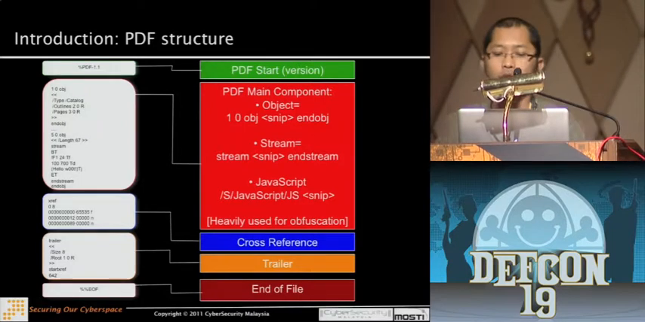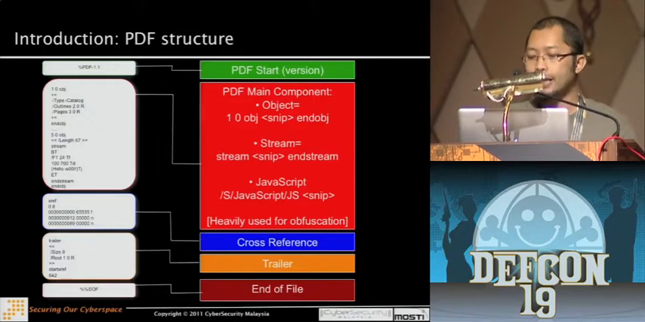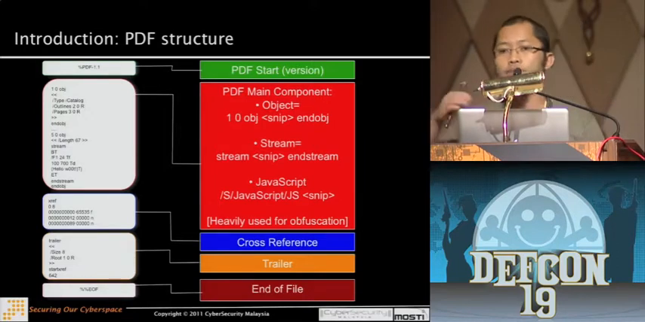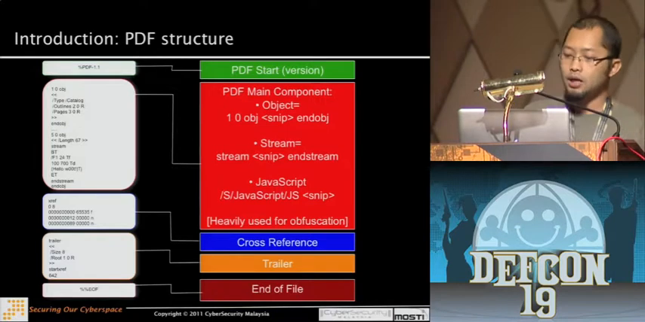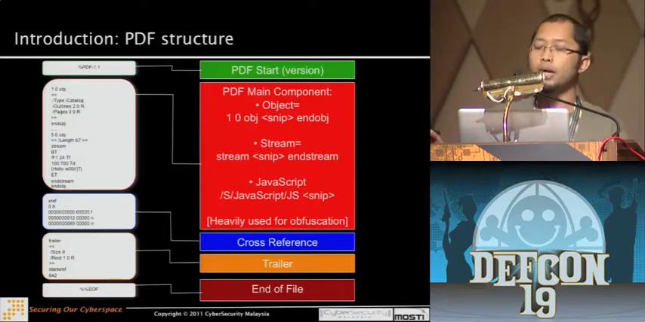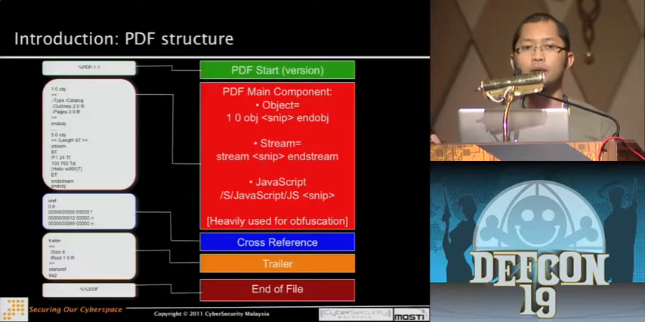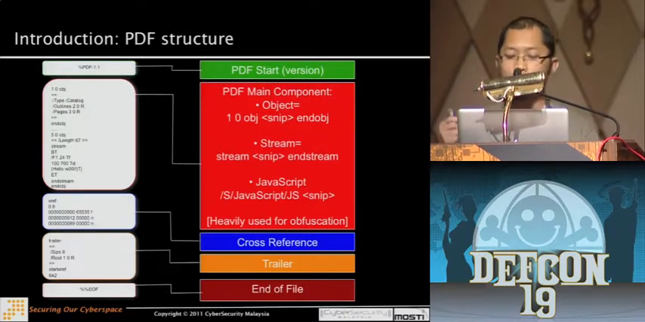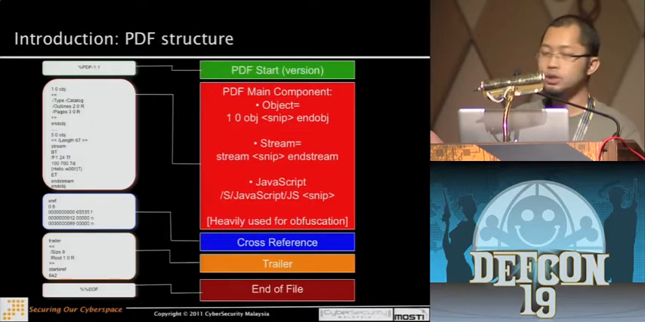And then, of course, part of the major components inside here is the JavaScript. On the yellow box you have the cross-reference table, which defines the offset of each object. And then the last one, you have the trailer. Trailer is pretty much the main component that has one major entry called /Root. /Root gives you some clue or some entry point where your PDF will start when you open it. And the last one is also interesting: you have %%EOF, which represents the end of the PDF.